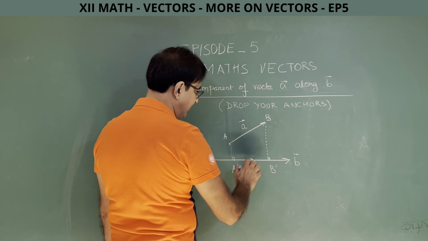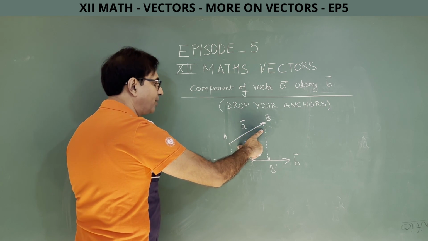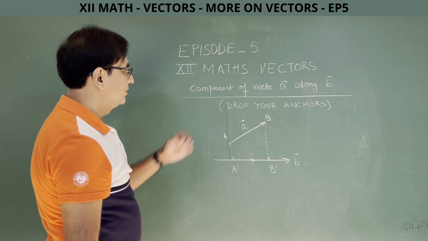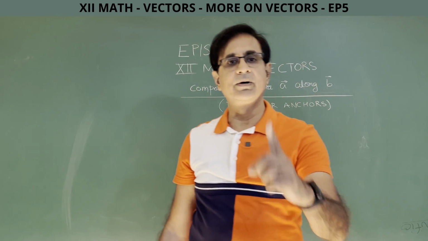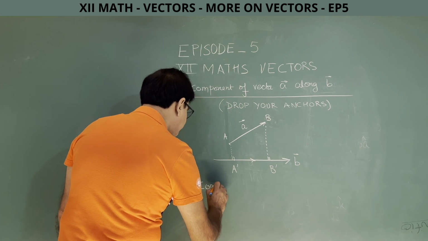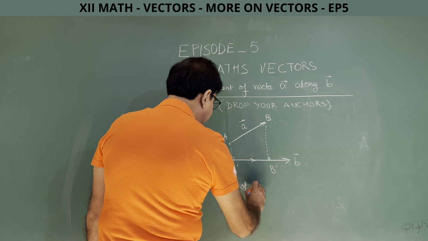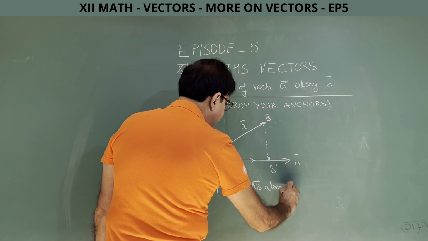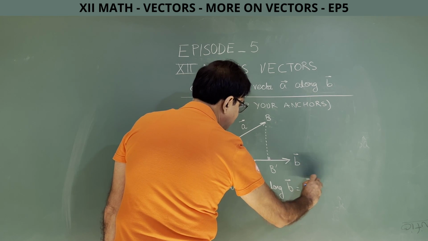This is what you obtain: A dash B dash, along with direction, will be called the component of vector A, or AB, along vector B. So this is the theory of the component of a vector A along vector B. So remember, drop your anchors. So the component of vector AB along vector B will be vector A dash B dash.